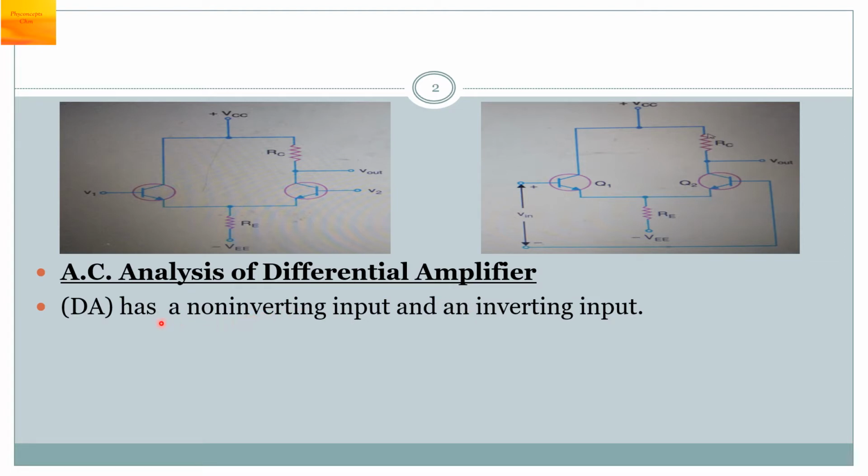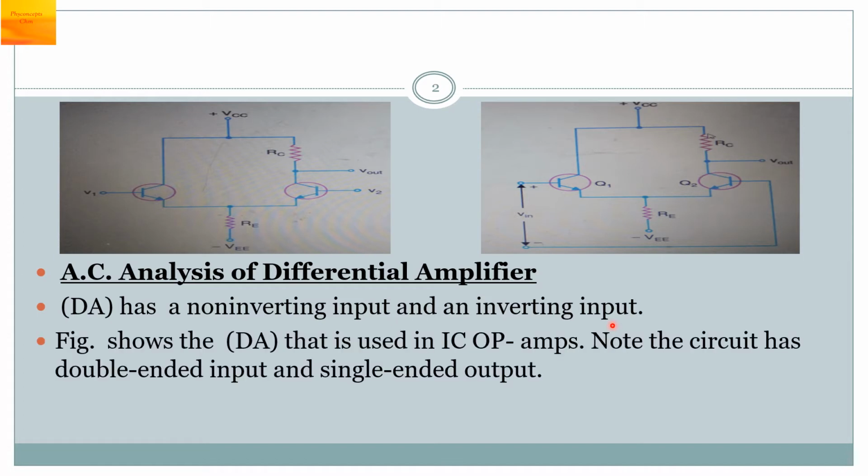The differential amplifier has a non-inverting input and an inverting input. The figure shows the differential amplifier that is used in the IC op-amp. If you see, the circuit has a double-ended input, that is you can apply the input signals to the bases of both the transistors, and a single-ended output is taken, Vout.